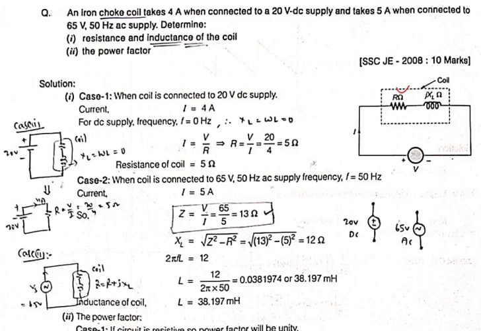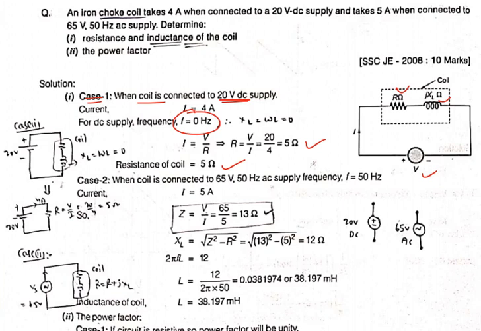This is the resistive component, this is the reactance component, and this is the voltage source. So in case 1, the coil is connected to a 20 volt DC supply, where we have taken I equals V by R. Only the resistive part will appear, as frequency is 0 here. Therefore R equals V by I, you calculated 5 ohms. So the resistance of the coil is 5 ohms.